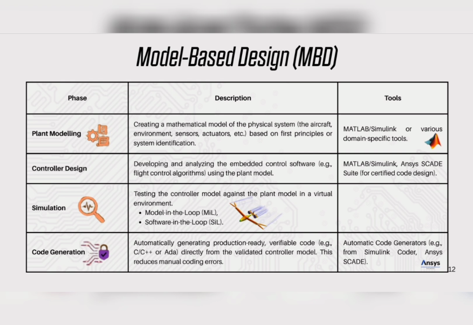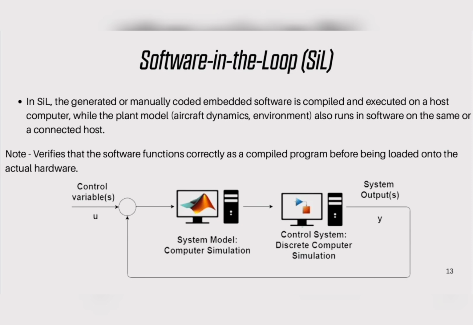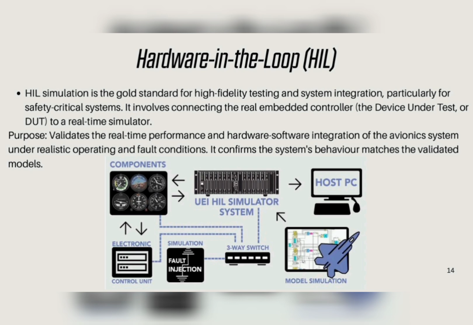Simulation. Run model-in-the-loop (MIL) tests to validate algorithms, then perform software-in-the-loop (SIL) tests where generated or handwritten code is executed on a host. Proceed to processor-in-the-loop (PIL) and hardware-in-the-loop (HIL) as fidelity increases. Code generation. Automatically produce production-ready code from verified models using tools like Simulink Coder or SCADE KCG, reducing manual coding errors and improving traceability.